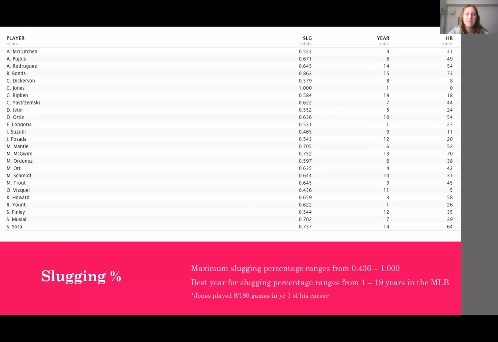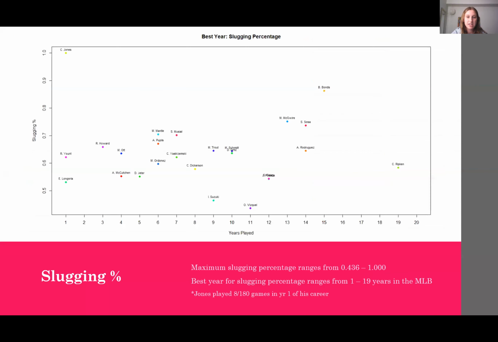I just want to mention, hitting 1,000 for a slugging percentage is perfect. They could not have performed any better, and that's pretty impossible to do. And this was done by Chipper Jones in his first year in the major leagues. This is because he only played 8 games out of the 180 games that they have in a season. So he is an outlier, and if I were to do this again, I would probably set some kind of limit on what their slugging percentage has to be, or how many games they have to play, just to get some more accurate data.